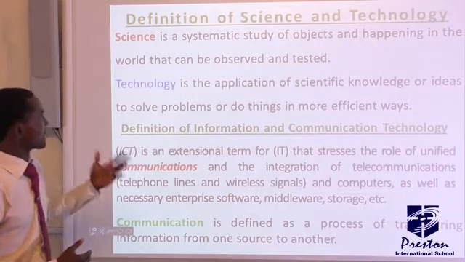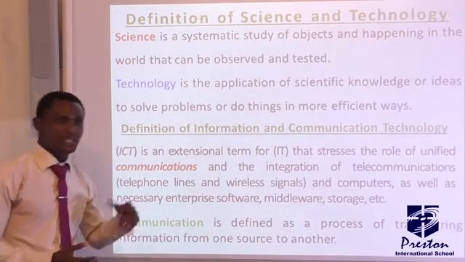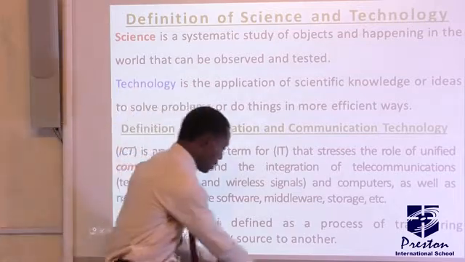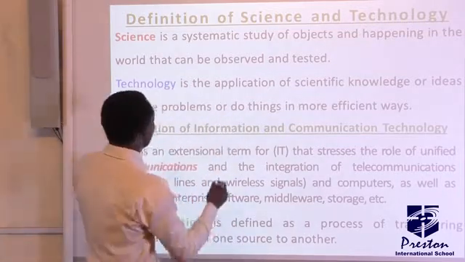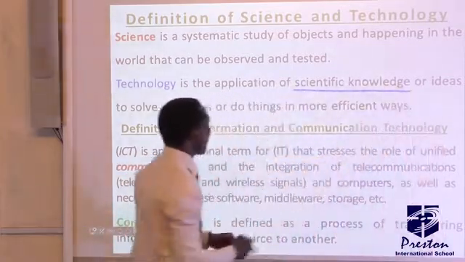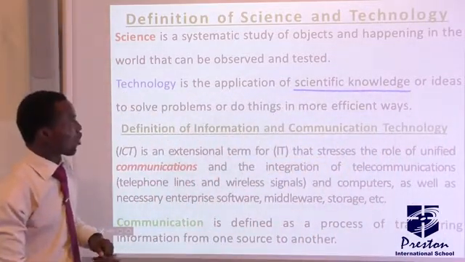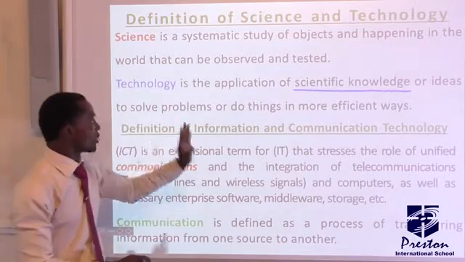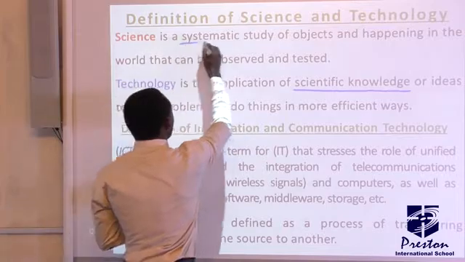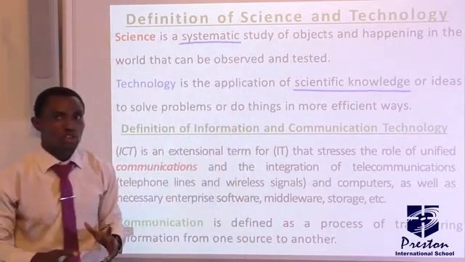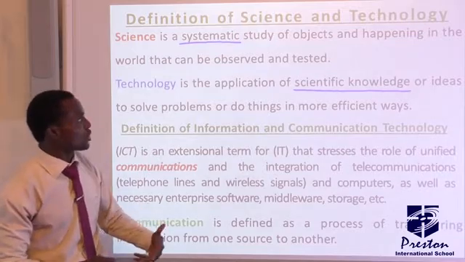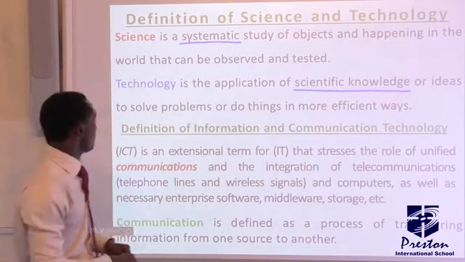Many people take technology for science. Why take science for technology? Today, this will enable you to know that technology comes after scientific knowledge, having the scientific knowledge or ideas to solve problems. Science is a systematic study, mind you, from the word systematic. That is, you don't rush. You study it gradually, a systematic study of objects and happenings in the world.